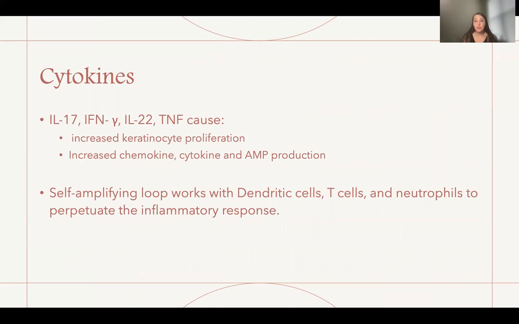Cytokines, as we saw from some of those previous images, are very important in amplifying this immune response. IL-17, IFN gamma, IL-22, TNF, these all cause increased keratinocyte proliferation and increased chemokine, cytokine, and AMP production, which works as a loop with dendritic cells, T cells, and neutrophils to perpetuate this inflammatory response. And the feedback loop is not functioning properly because it's not turning off. So we have this overstimulation of the immune response.